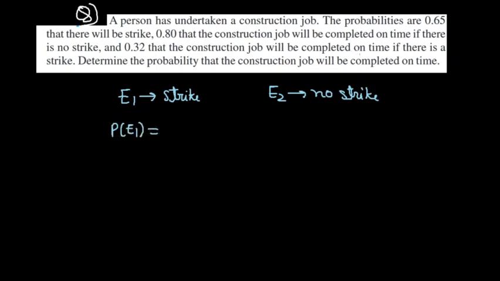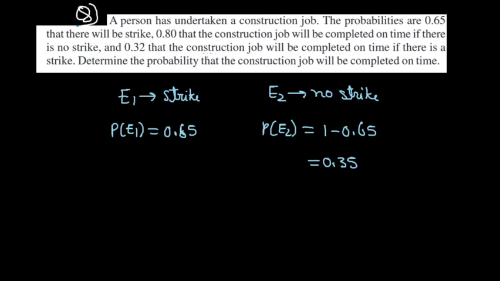So the probability of having a strike is given: P(E1) is 0.65. What is the probability of having no strike? This is not given, but we can find it: 1 minus 0.65, which is 0.35. So P(E1) and P(E2) are given.